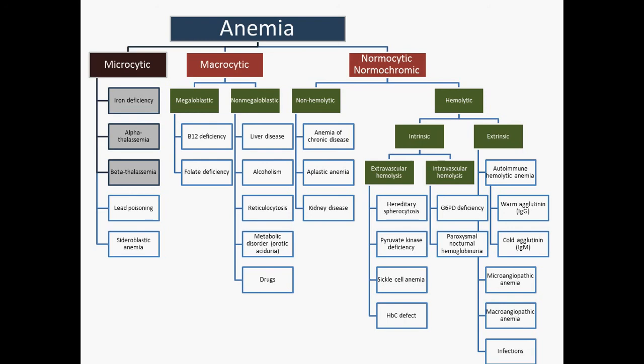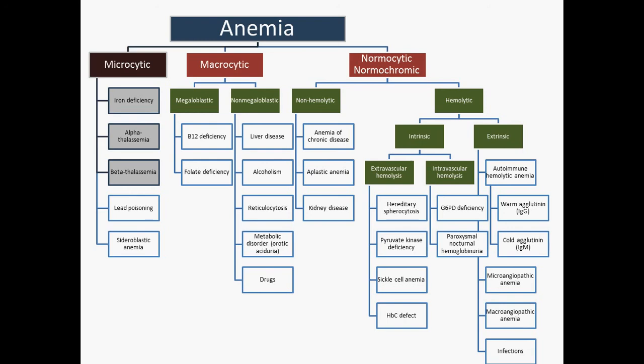But if you have three genes that are deleted, then you're going to end up having HbH synthesis. HbH is another form of hemoglobin monomer, and so if you have deletion of those three genes, then you get HbH disease. Then if you have deletion of four genes, then that's incompatible with life. You're going to have formation of Hb Barts, hemoglobin Barts, which causes hydrops fetalis.